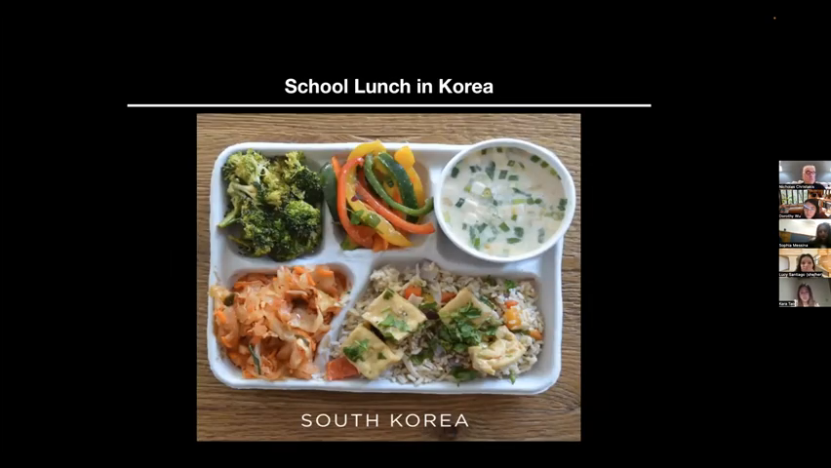Okay, but this is the school lunch in Korea. Who knows what this meal is? This is a typical Korean school lunch. Does anyone know what this is? Tofu and fried rice and with kimchi. Yes, and look at the healthy portion of vegetables and so on, okay?